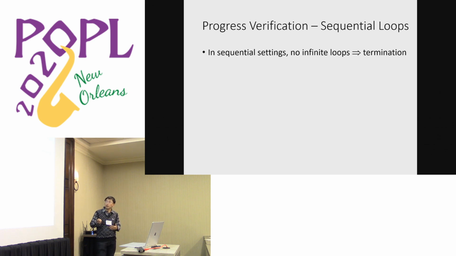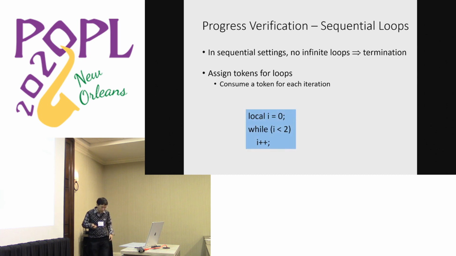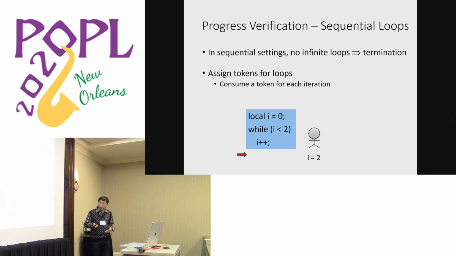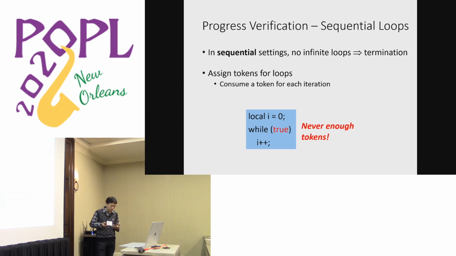So here we need to make sure there are no infinite loops. And what we do here is we could assign tokens for loops so that each iteration of the loop consumes a token. It's a very trivial example. If it takes 2 rounds of the loop, then we just assign 2 tokens. So it pays 1 token for each iteration. And since we only assign a finite number of tokens, for this example, we could never find enough tokens. So we may never prove the termination here.